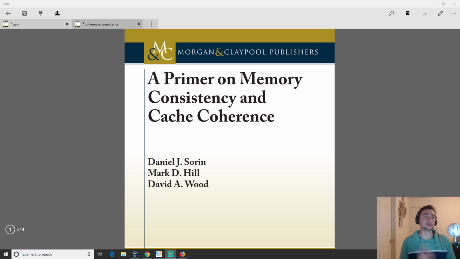We're going to be going through a primer on memory consistency and cache coherence by Sorin, Hill, and Wood, some great people over at the University of Wisconsin-Madison. So, throughout this series, we're going to introduce what is memory consistency, what is cache coherence, go through some examples, and we're going to integrate some more hands-on stuff as well, actually simulating coherence protocols in contemporary simulators like gem5.